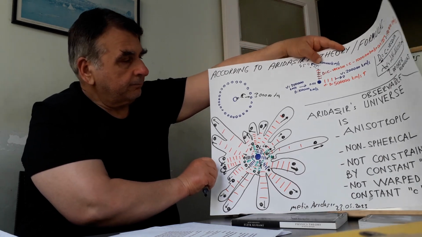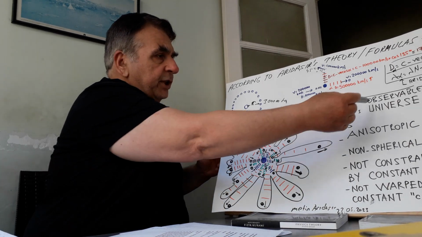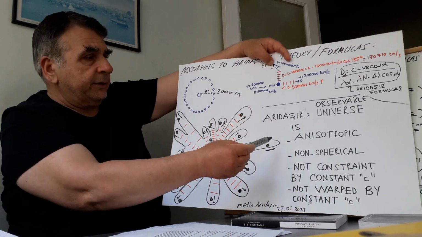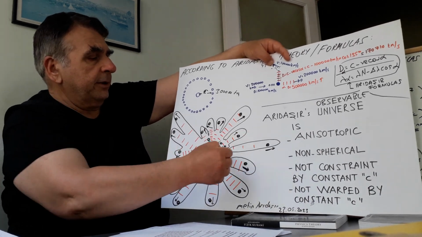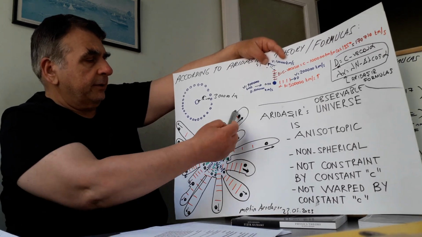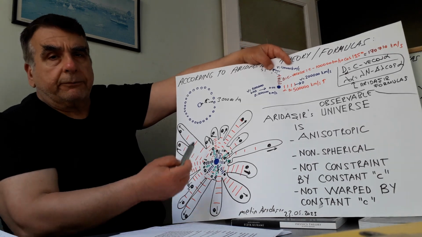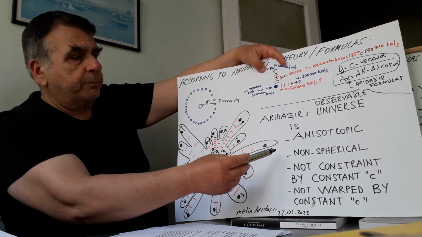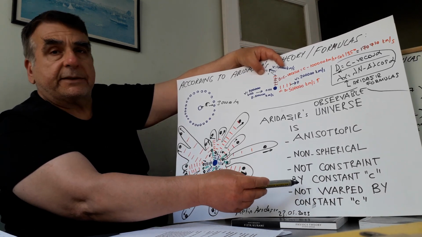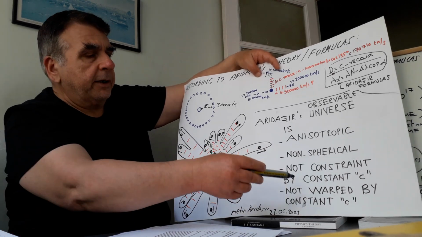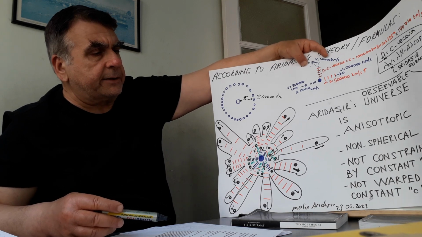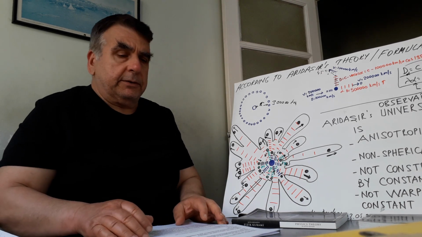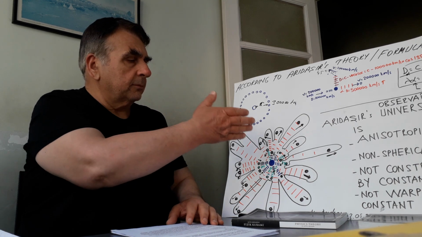And then now we'll look at the observable universe shape here. According to me, the observable universe is anisotropic, non-spherical. Here, for this example, not spherical. Here, this is the shape of our observable universe, for instance. The observable universe that I depict is anisotropic, non-spherical, not constrained by constant speed of light, not warped by constant speed of light. There is no constant speed of light everywhere. There is no constant speed of light. Velocity of light is variable.